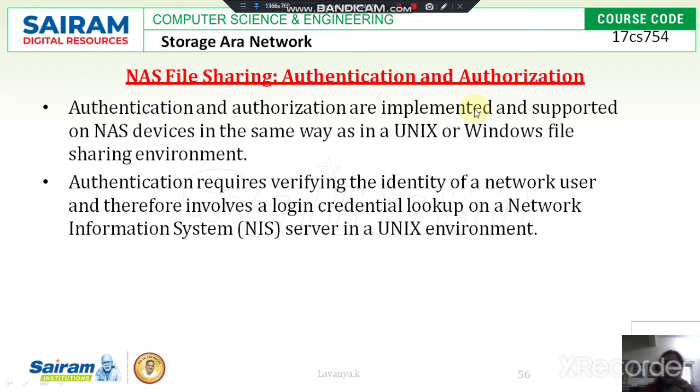One more thing: the Unix permissions maintain the ownership relationship, meaning they maintain all the ownership as well as the membership. Only the owner or member of that particular relationship can access the number of requests in that particular network. So this is about the Unix permissions. Then I'll move on to NAS file sharing authentications and authorizations.